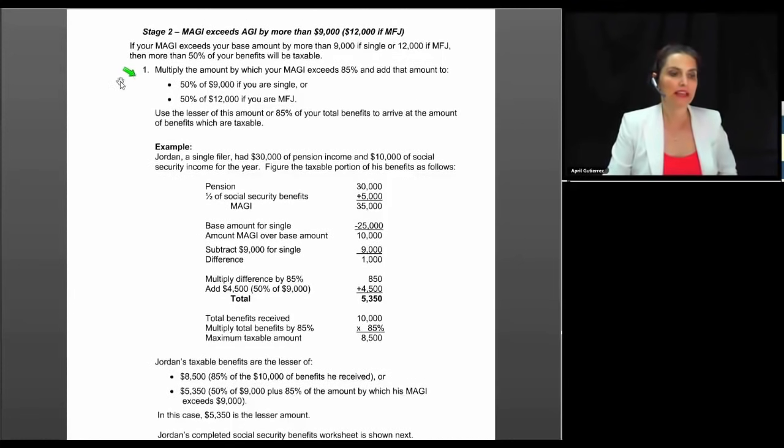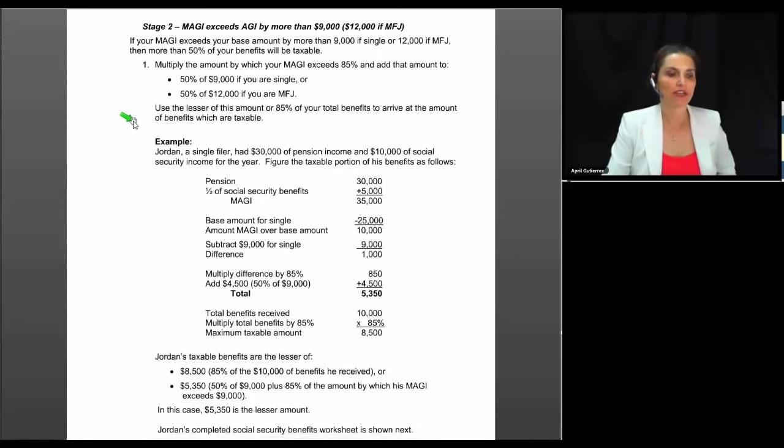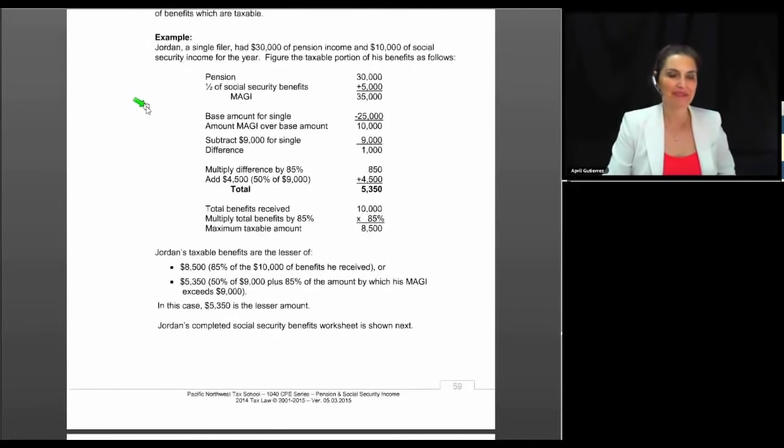You're going to multiply the amount by which your modified AGI exceeds 85% and then add that amount to 50% of $9,000 if you are single, or 50% of $12,000 if you are filing joint. And you're going to use the lesser of that total, or 85% of your total benefits, to arrive at the amount of benefits that are taxable. So let's see what happens with that formula in this illustration.